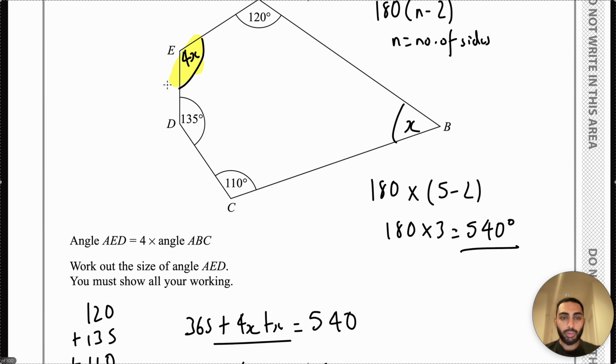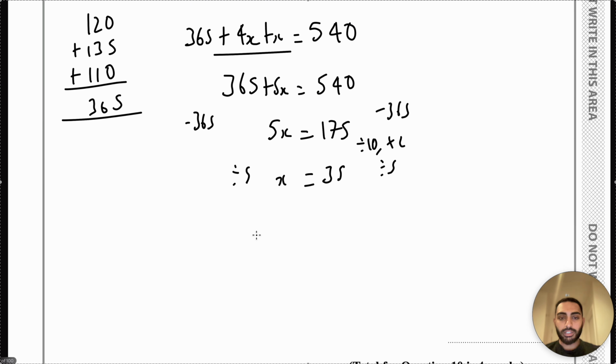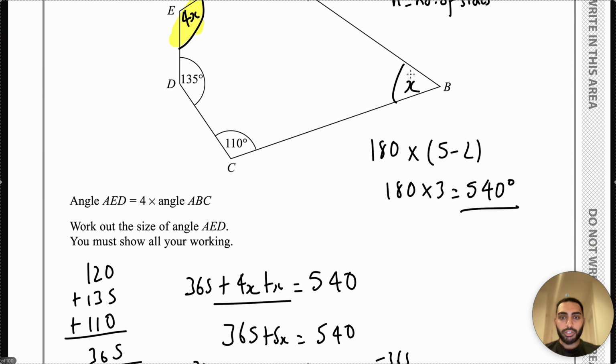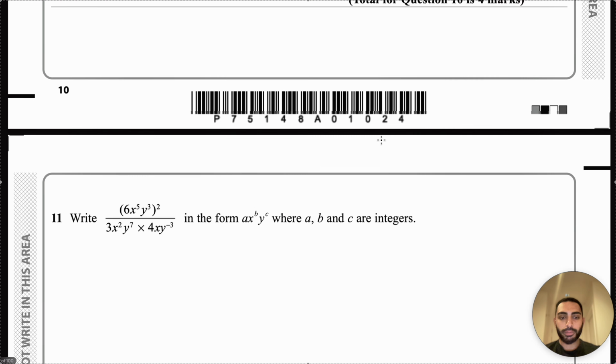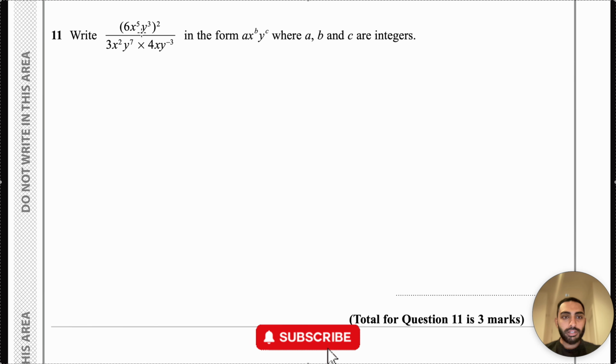But we don't want x, we want 4 lots of x. So we just need to multiply this by 4. 35 doubled is 70, double it again would be 140 degrees. You could substitute 35 into here as well and just check all of these add up to 540 if you wanted to.